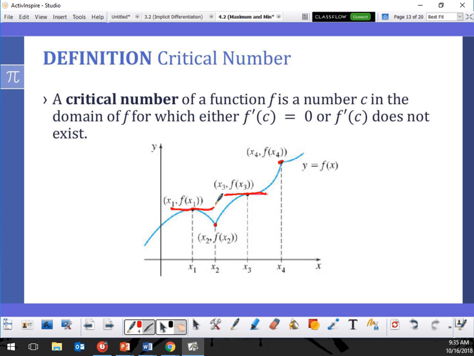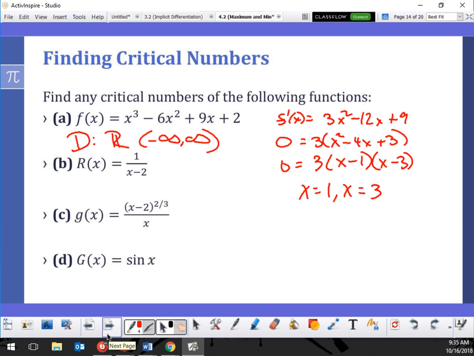Is there any place where it's going to be discontinuous or undefined? No. Okay, so now I have those points. I got all the critical numbers over my interval, and that's it. Is that easy? Yeah, it's the easiest.